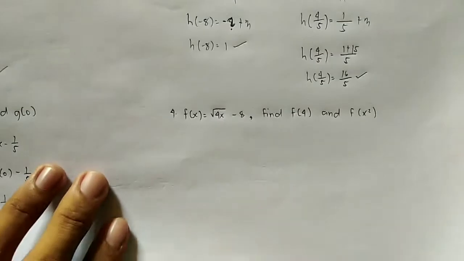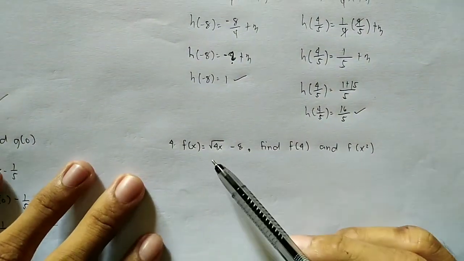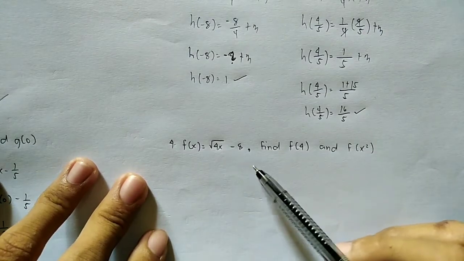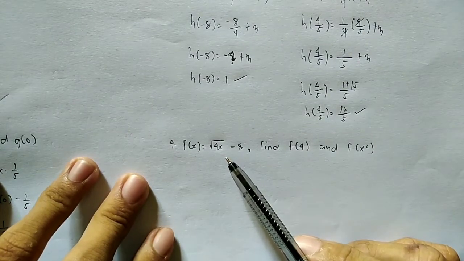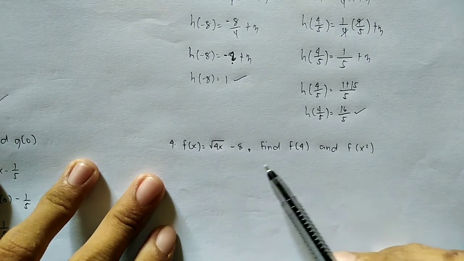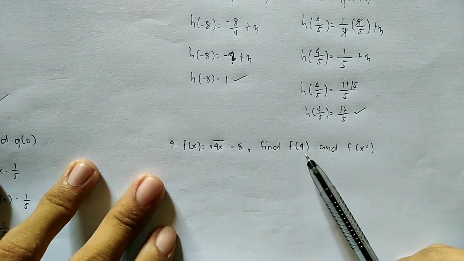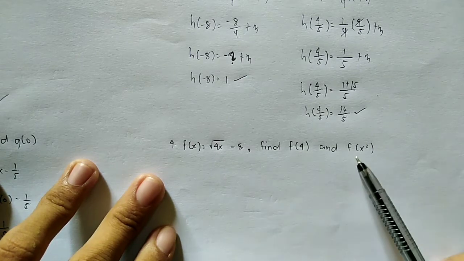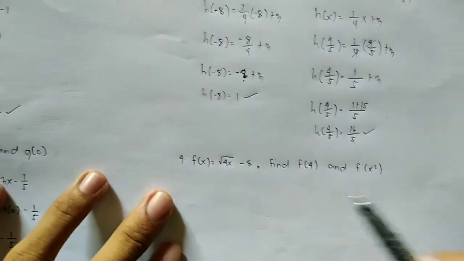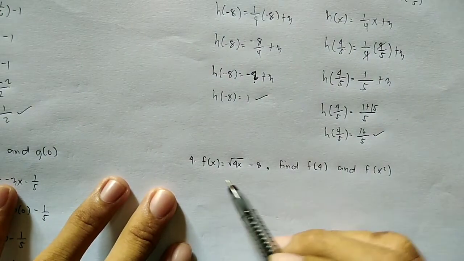So let us proceed to the last example for this video. We have example number 4, defined by the function f of x equals the square root of 4x minus 8. Just a little reminder that in this example, negative 8 is not included in the radical sign. We have to find the value of the function at f of 4 and the value of the function at f of x squared. First, we have to substitute 4 in the given function.